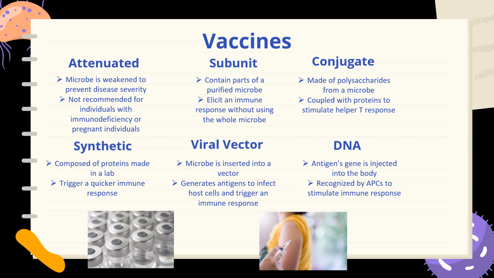Viral vectors involve inserting a microbe's gene into a harmless virus to generate antigens and infect host cells, thereby triggering an immune response. Additionally, an antigen's gene can be injected into the body to be recognized by APCs, which is known as a DNA vaccine.